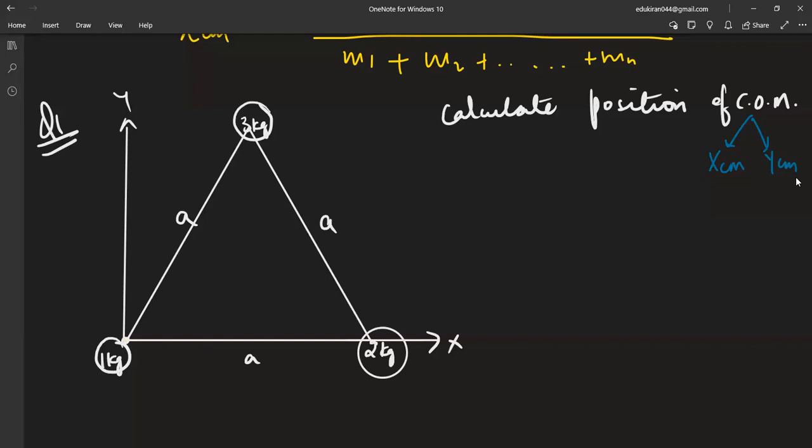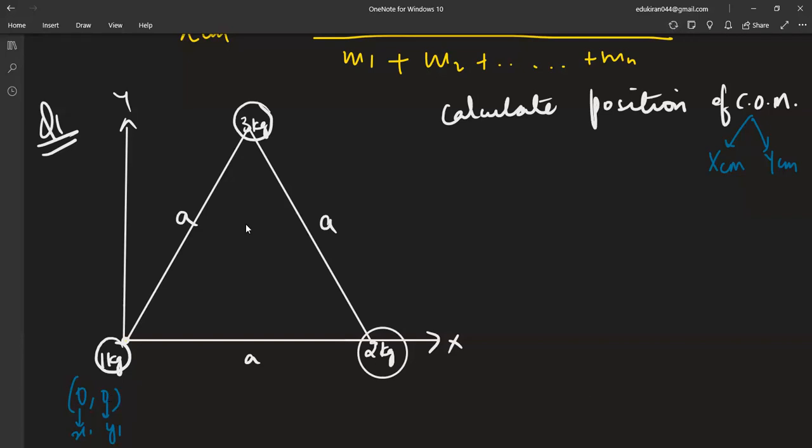Now, please listen to this question carefully. If this is the axis, what exactly is the point here? This is 0, 0. This is at the origin. This is 0, 0. Fine. So it means this is the value of x1, this is the value of y1. Fine. M1 is 1, x1 is 0, y1 is 0, this is clear.